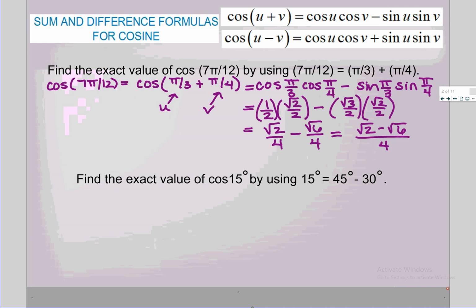You can work together on it. So you're going to find the exact value of cosine 15, and you're going to use the fact that 15 degrees is 45 minus 30. So 45 and 30 are going to be your u and v. This time you're subtracting, so you're using the identity on the bottom, cosine u minus v. All right, I'll give you a minute. Go ahead and try it, and check it with your calculator when you're done.